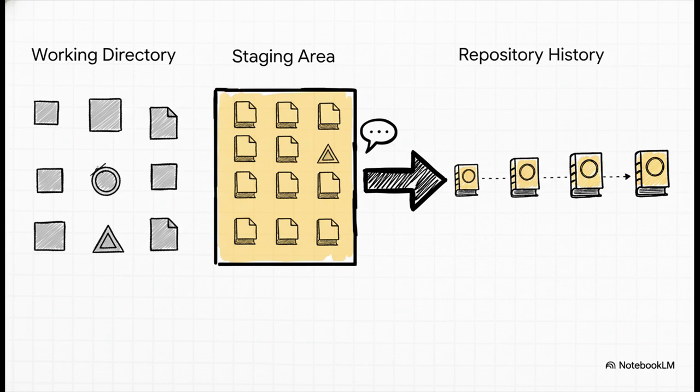Now, that -m part is super, super important. It stands for message. This is where you write a short note explaining what you did. Trust me, writing good commit messages will save you and your teammates a ton of headaches later.